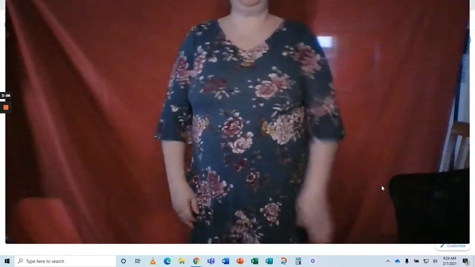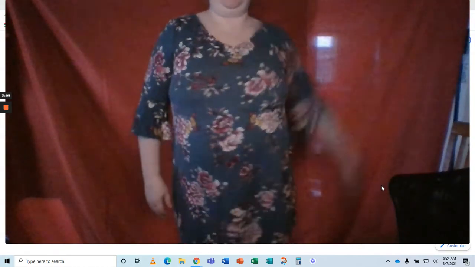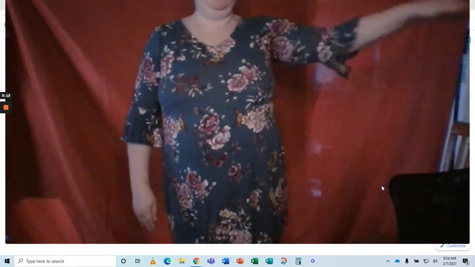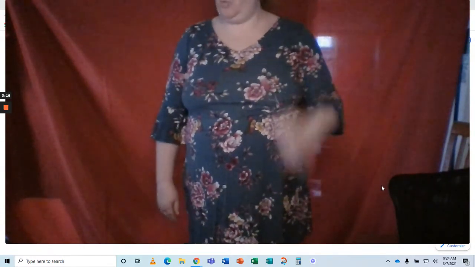Now circumduction, making circles. It doesn't have to be that big, just small. It's a whole bunch of movements all in one.